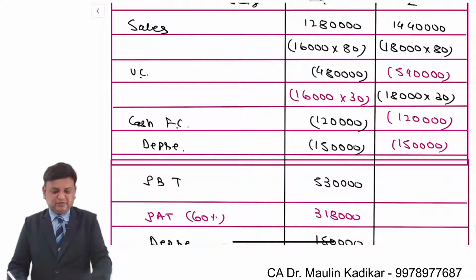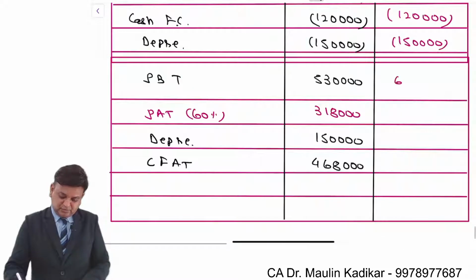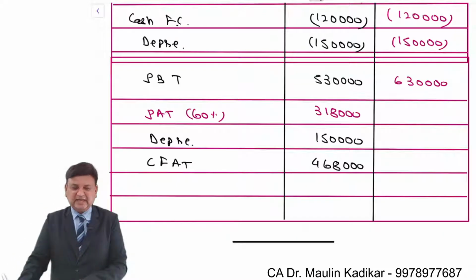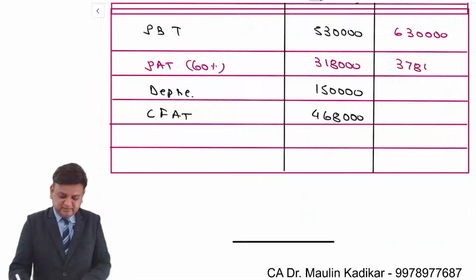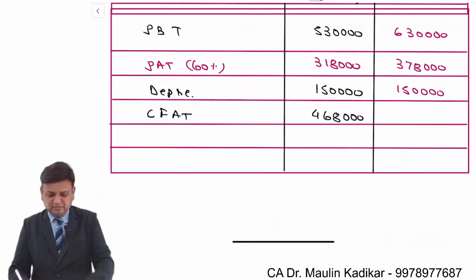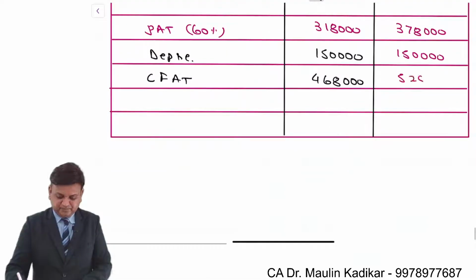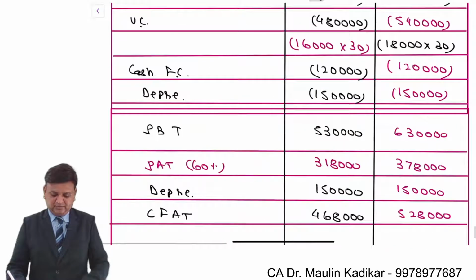Deducting all expenses from revenue, we find PBT, profit before taxes, 6,30,000. 40% is tax. Writing it and deducting it does not make sense, so directly we compute the PAT. Add back depreciation. Why? Because it is a non-cash item. So CFAT is 5,28,000. This is the way CFAT is calculated.